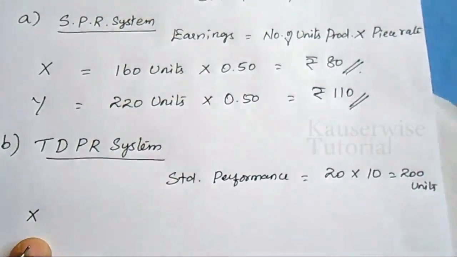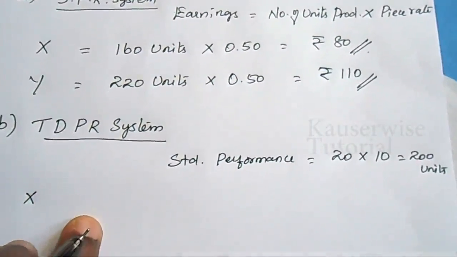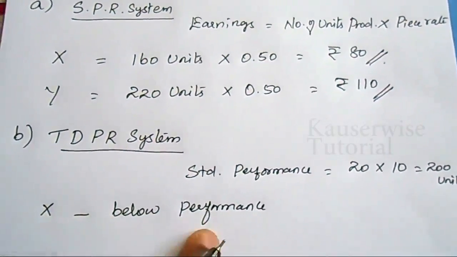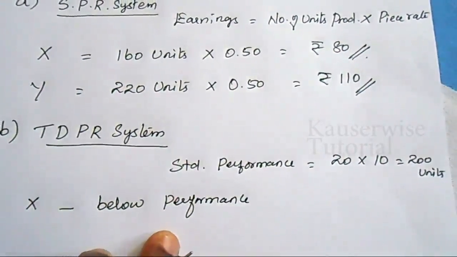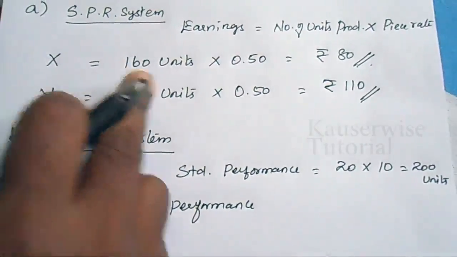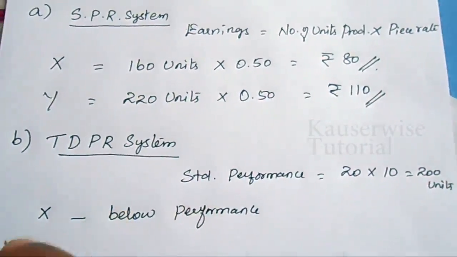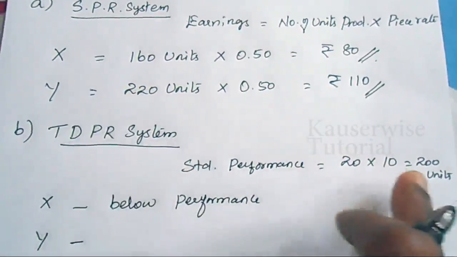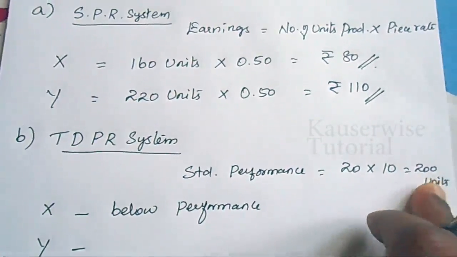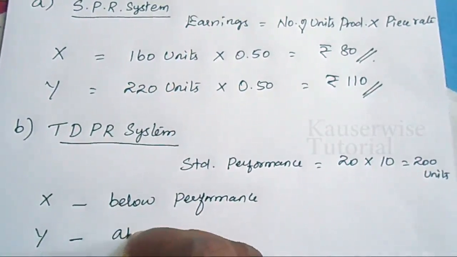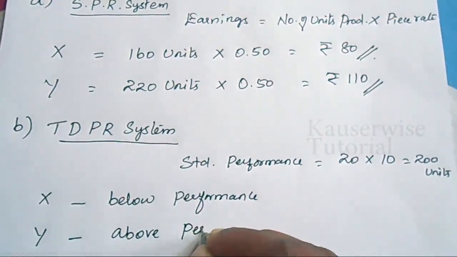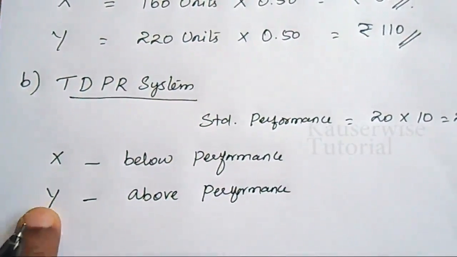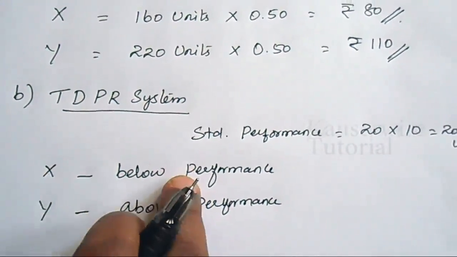For X, his actual performance is 160. Standard performance is 200. He is under below performance. Why? Because his actual performance is 160 units, which is below the standard level. Now compare Y. Y's actual performance is 220, but the standard performance is 200. He is above performance. So for Y, above performance, X below performance.